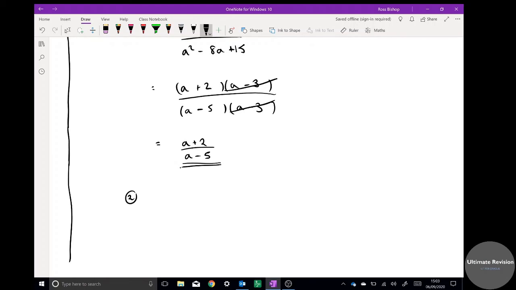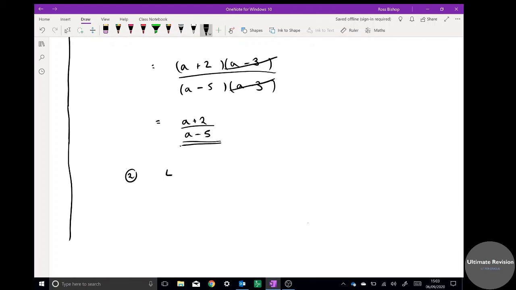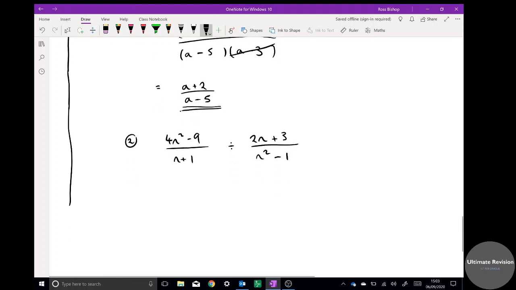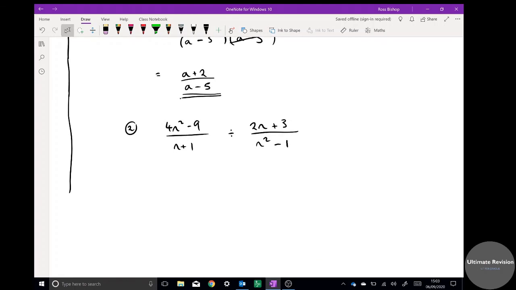Right, part 2. So one that looks slightly harder. 4n squared minus 9 over n plus 1 divided by 2n plus 3 over n squared minus 1. Okay, top tip again, remember, factorize everything before you start. So let's see the top term. You should be able to spot that that is a difference of 2 squares.